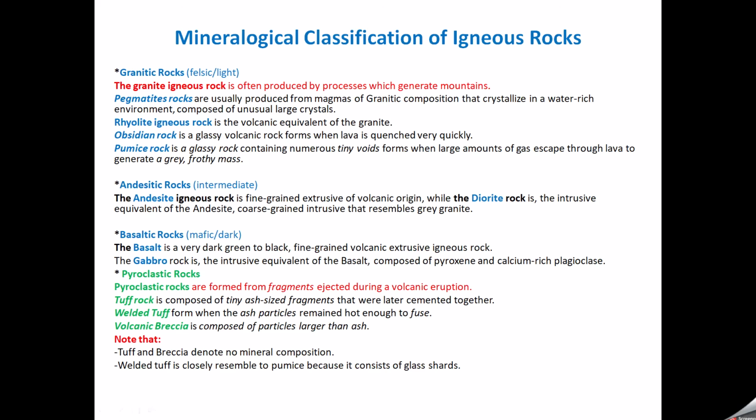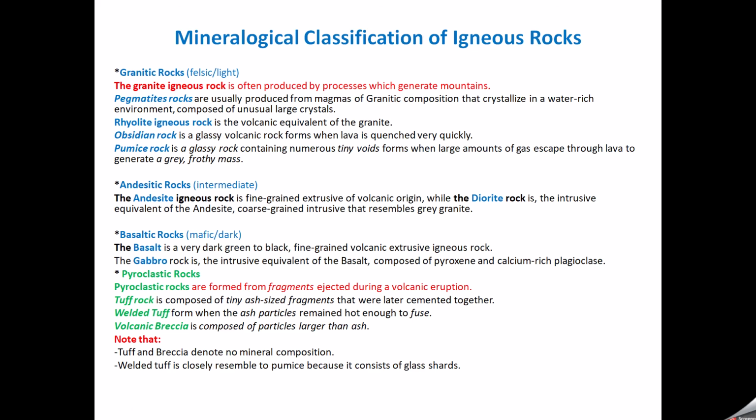Obsidian rock is a glassy volcanic rock, the black one, the glassy one, that forms when lava is quenched very quickly. Pumice rock is a glassy rock containing numerous tiny voids. It forms when a large amount of gas escapes through lava to generate a gray frothy mass.